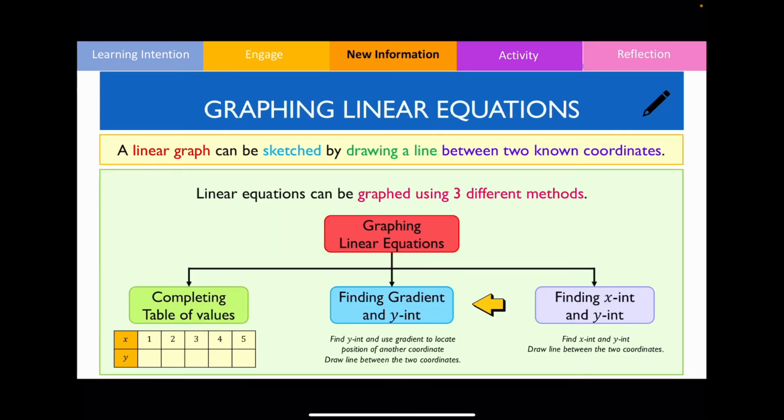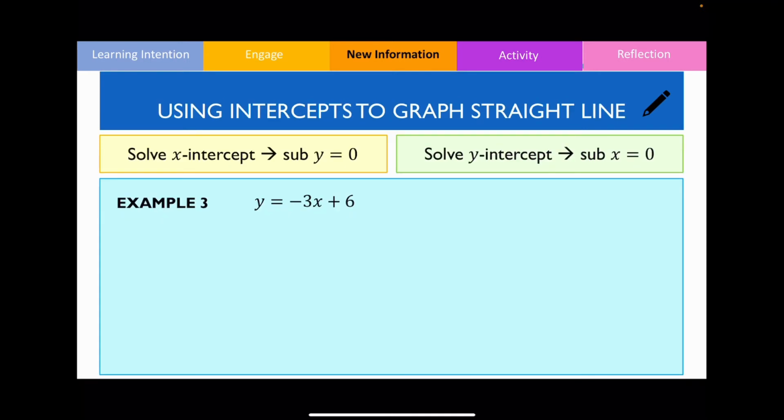So far I've currently showed you how do we actually sketch a graph from using the gradient and y-intercept form when it's presented in the y is equal to mx plus c general form. But now I'm going to show you how do we actually plot the graph from the x-intercept and y-intercept, still using the y is equal to mx plus c form. So in order for us to do this, we need to solve for our x-intercept first.